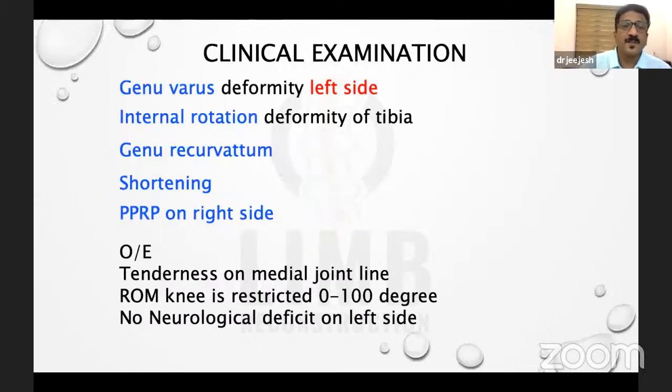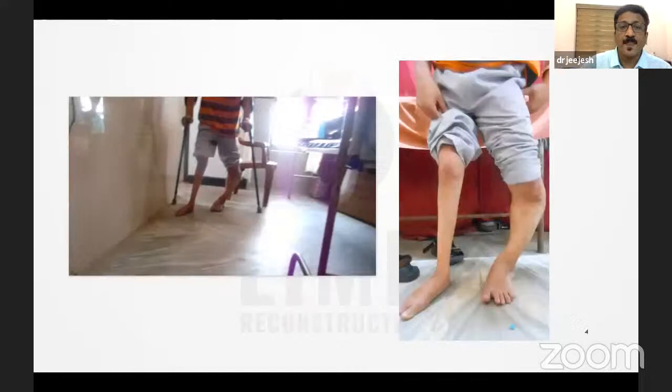So clinically, he has got genu varus, internal rotation deformity, genu recurvatum, and shortening, and there was a post-polio residual paralysis on right side, and he has got tenderness on the medial joint line, and range of motion was also restricted, and there was no neurological deficit on that left side.